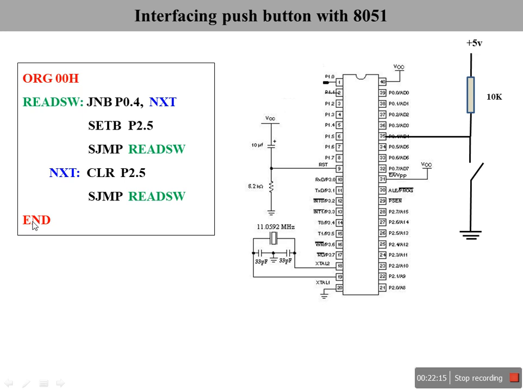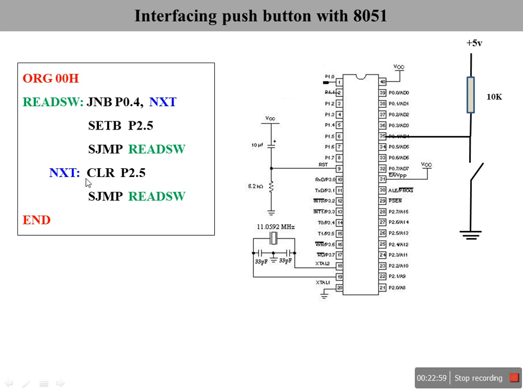This is the hardware setup, and this is the software part. ORG 00, then END. In between these we have the code. Now here, JNB P0.4, next. What is done here? Jump on no bit. That means when this bit is not set, it has to go to a different location. Based on the condition of this fifth pin of port 0, either next will be executed or the other instruction will be executed.